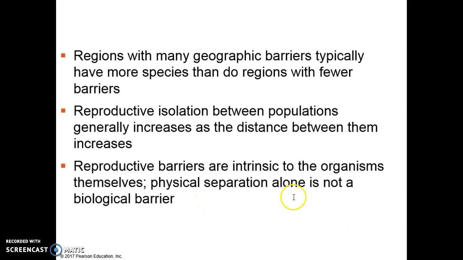But physical separation alone is not enough. Physical separation is not enough to cause them to be separate species. They're separate populations, but until they can no longer breed to produce fertile offspring, they're still part of the same species.